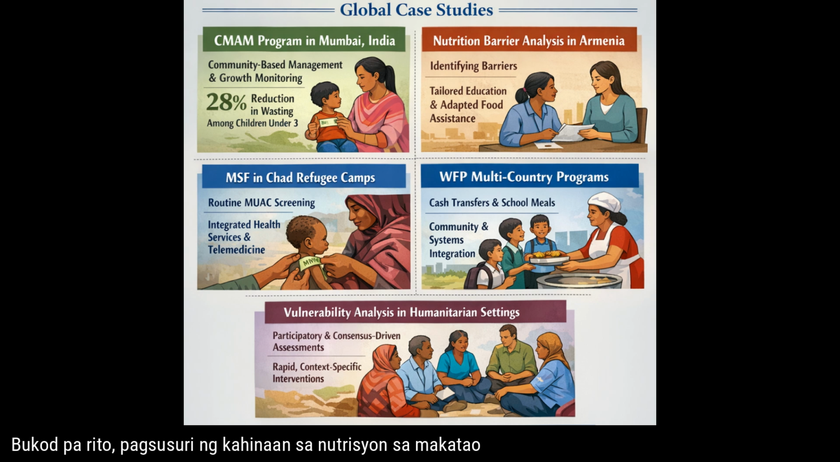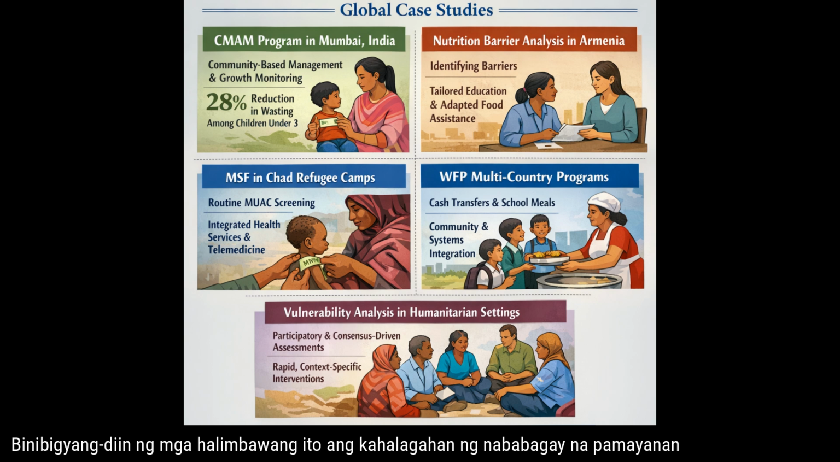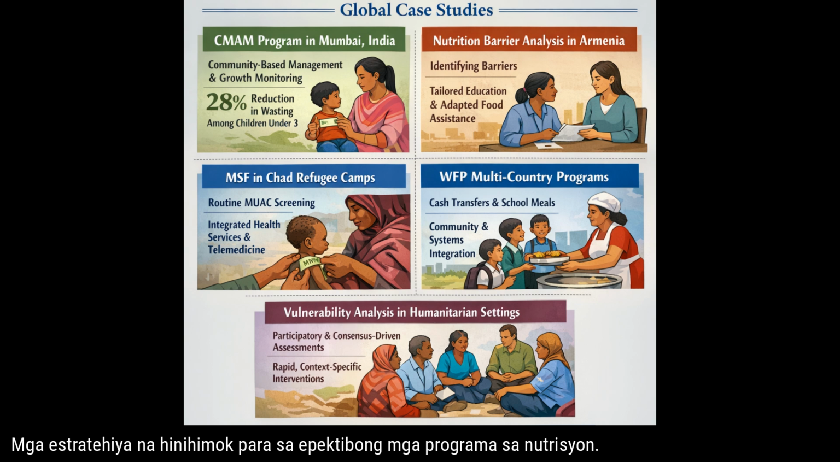Additionally, nutrition vulnerability analyses in humanitarian settings used participatory, consensus-driven assessments to enable rapid, context-specific interventions. These examples emphasize the importance of tailored, community-driven strategies for effective nutrition programs.